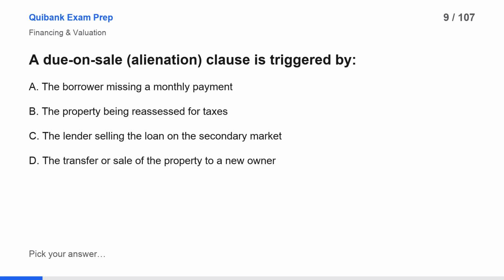Question 9. A due-on-sale alienation clause is triggered by A. The borrower missing a monthly payment. B. The property being reassessed for taxes. C. The lender selling the loan on the secondary market. D. The transfer or sale of the property to a new owner.